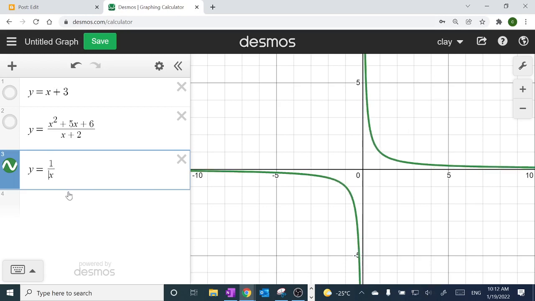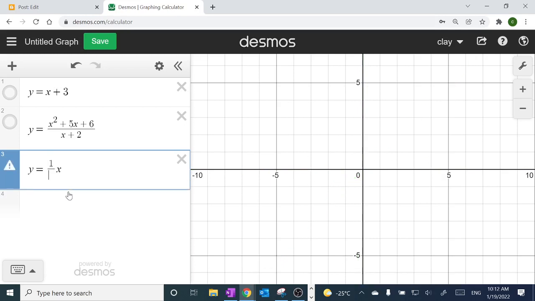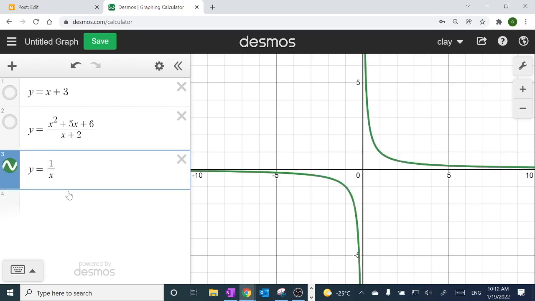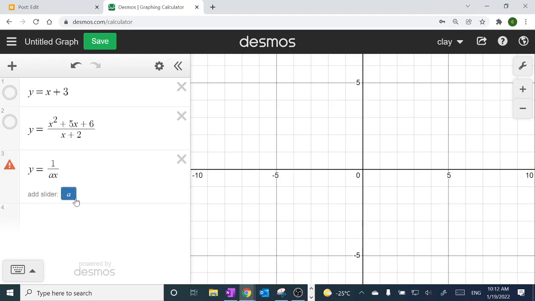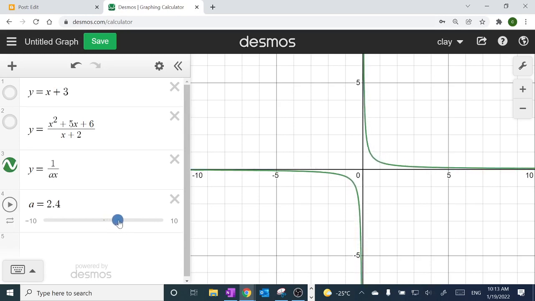2, 3, 4, 5, 6, 7. Whoops. I lost my divide. There we go. In fact, if you want, put a slider on there. And then you can play with it as you like. So when it's 1, it's like a normal one. And as the number gets bigger, it gets closer and closer in like that.